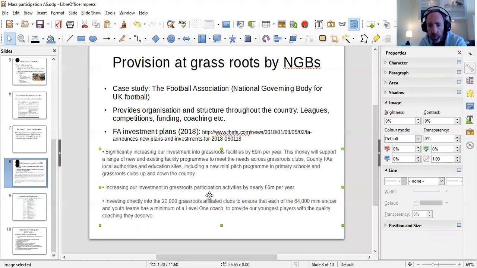Increasing our investment in grassroots participation by nearly £6 million a year. So that's the target they're setting, to increase grassroots participation, so the funding going in there, and investing directly into the 20,000 grassroots affiliated clubs. So you can see a little bit of example there of the investment from the Football Association.